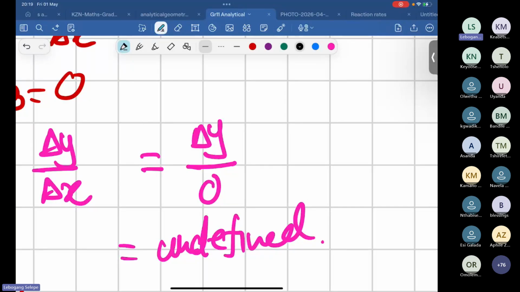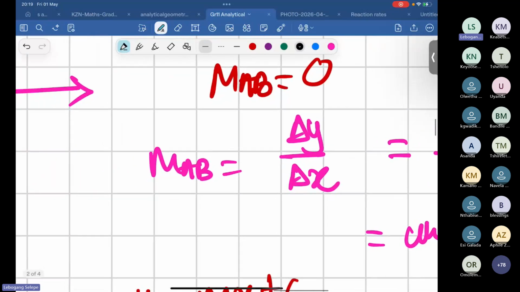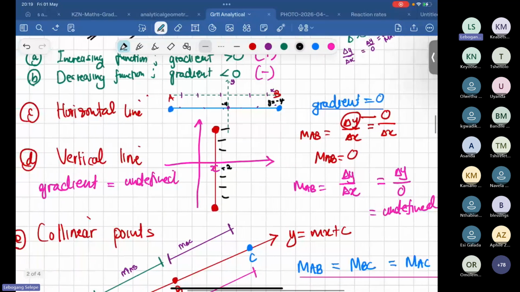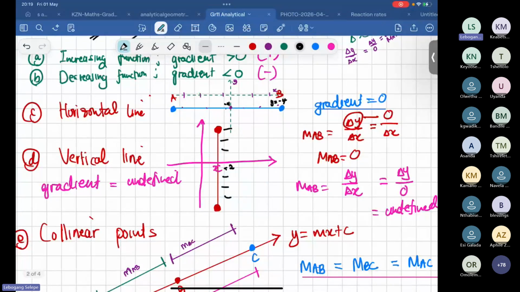Since we have a change in x of 0, if you take a calculator and take any number, whether it's a billion, trillion, or gazillion, and divide it by 0, you're going to get a math error, which means that the gradient of a vertical line is undefined. Or someone can say there's no solution to it. It doesn't exist. It's undefined. So that is the conclusion that we're making with regards to vertical lines. For horizontal lines, the gradient is 0. For a vertical line, the gradient is undefined.